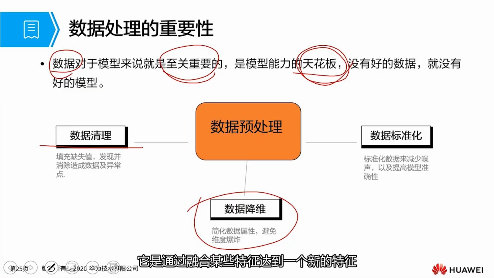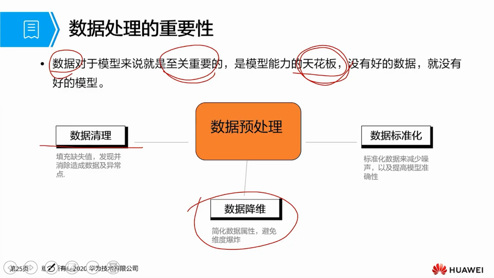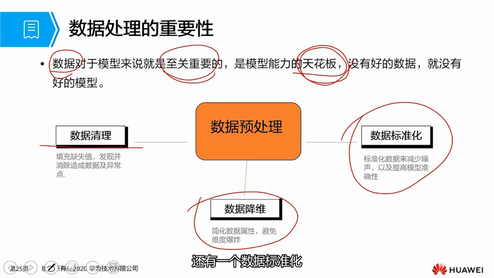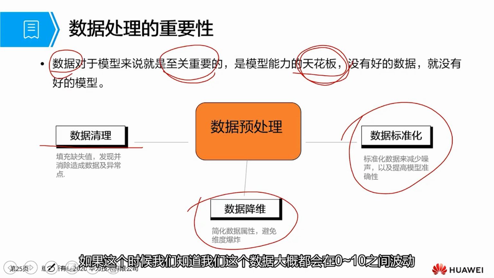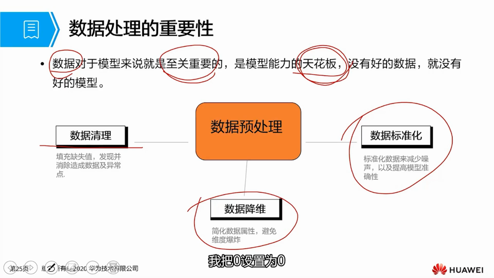Another is data standardization: standardize data to reduce noise and improve the accuracy of the model. Why is it said that standardized data can reduce noise? Let's continue with the example we just used, 5, 10,000, 7, such a data arrangement. If we know at this time that our data will fluctuate between 0 and 10, it's very simple. I set 0 as 0, and 10 as 1. All the data in between is standardized according to this range between 0 and 1.